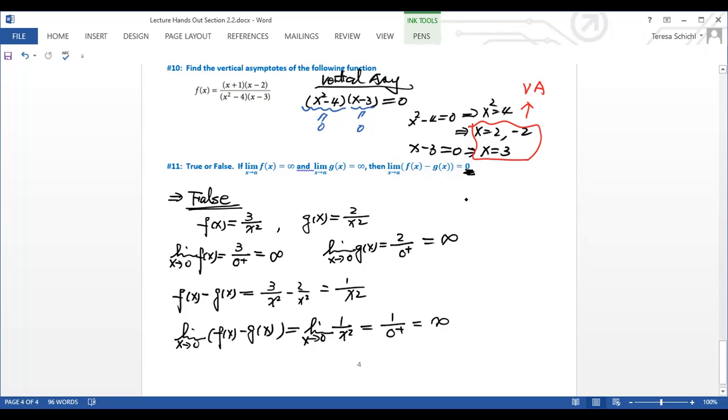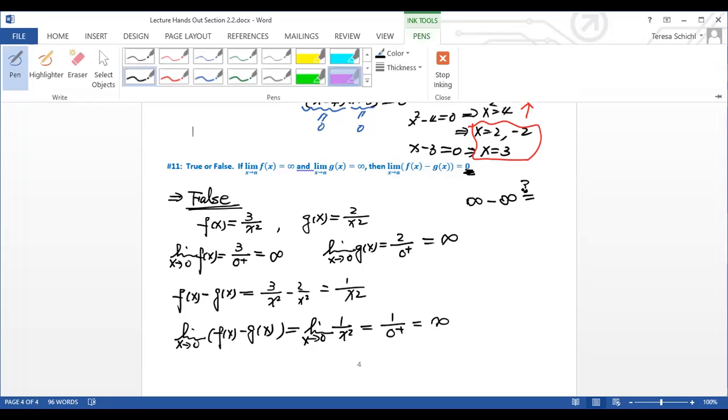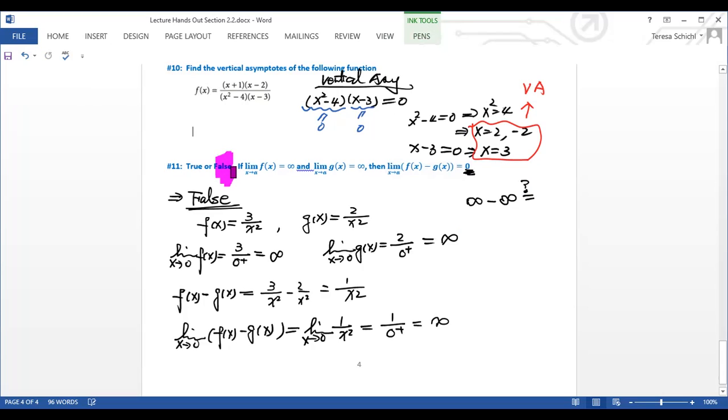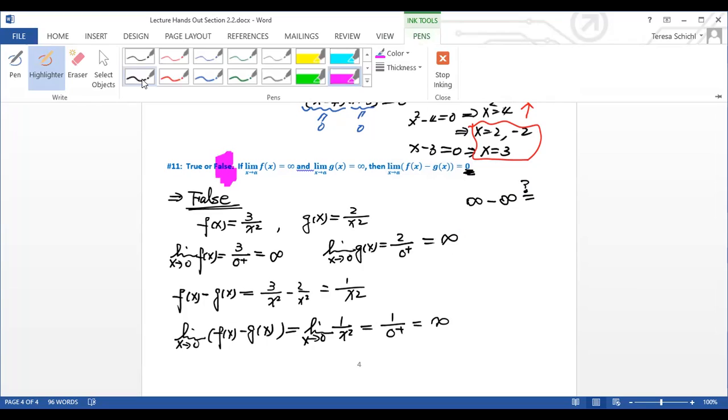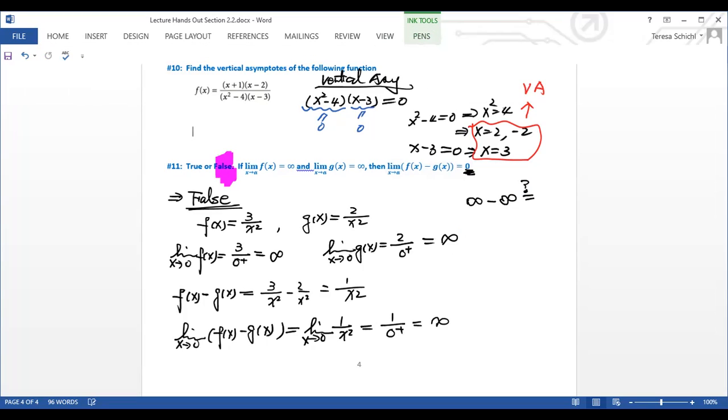So we're going to use this property later, right? We know infinity minus infinity, we don't know what it could be. It doesn't mean it's equal to 0, and it doesn't mean it's always equal to infinity. So for this problem, the answer is false. You cannot say that, so infinity minus infinity is not equal to 0.